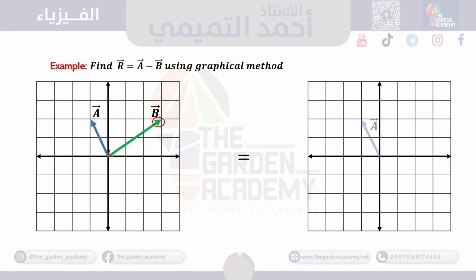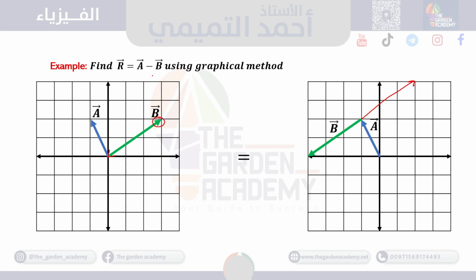طيب أولا we draw A as is, then we flip B and move it to the head of A. راح يصير عندي الشكل كما هو ظاهر عندي على اليمين. إذا بدل ما أرسم بهذا الشكل لا أنا بقلبه لأنه معطيني minus B. فالماينس شو دائما بتعمل بالفيكتور؟ تقلب اتجاه الفيكتور. فبالتالي صار في عندي A و B.